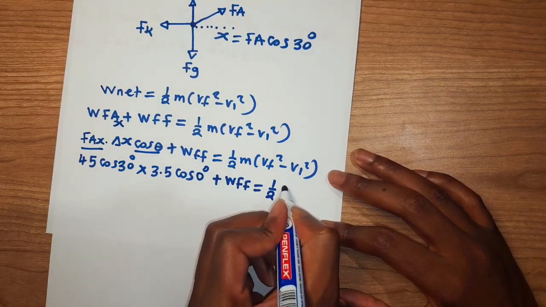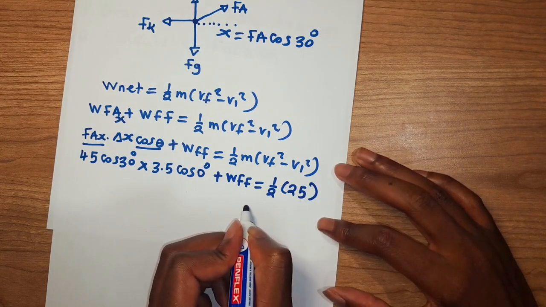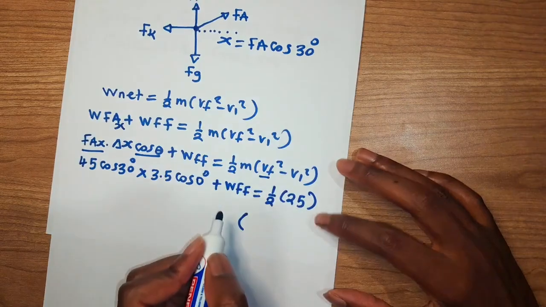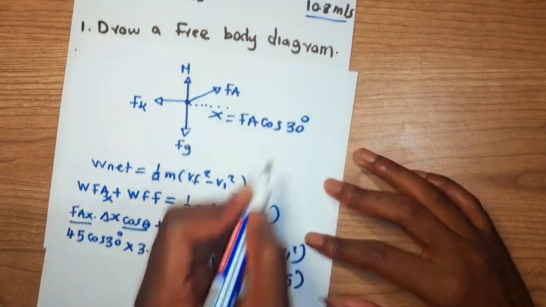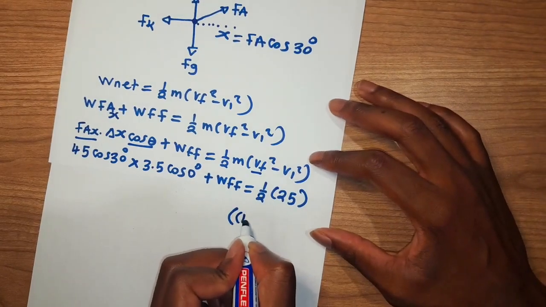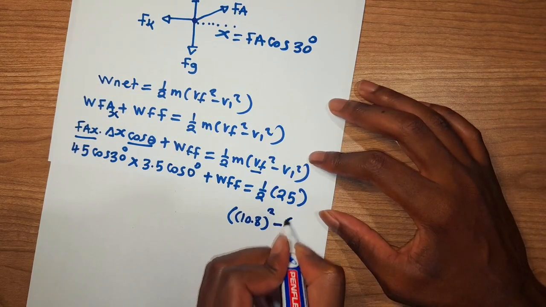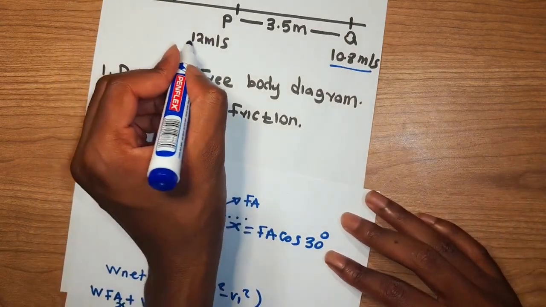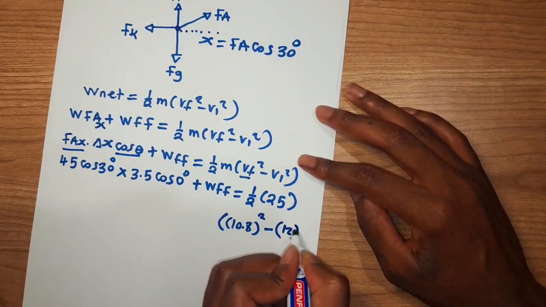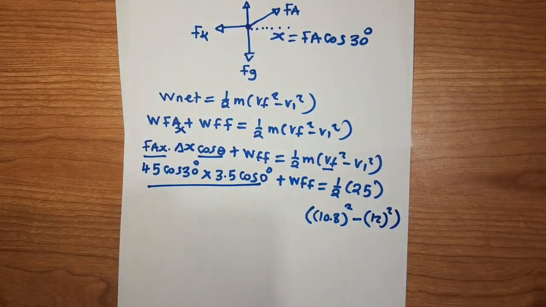What is our mass? Our mass is actually 25, right? And then what is our V final? V final is going to be 10.8 meters per second. We're going to have 10.8 meters per second squared minus V initial. Our V initial is going to be 12 meters per second, so we're going to have 12 meters per second squared. So let's actually try to hit this in the calculator and see what we find.